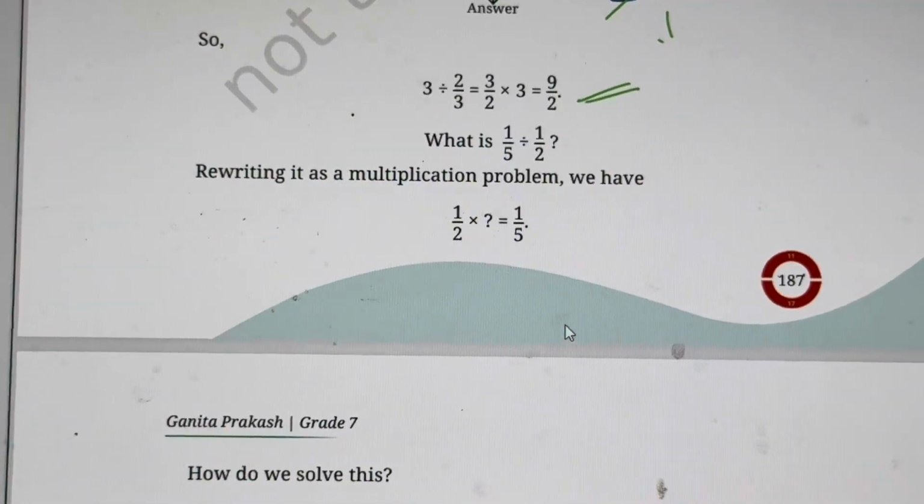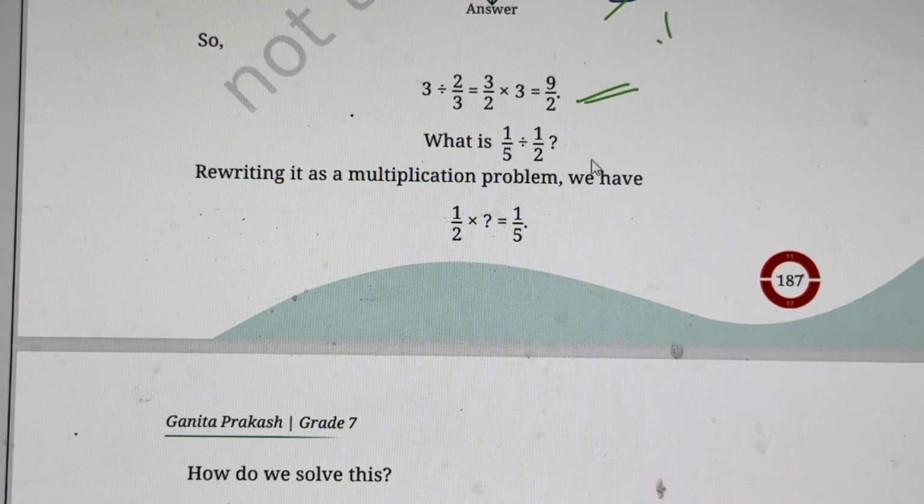Now both are fractional numbers: 1 upon 5 divided by 1 upon 2. If we restate it, what will we write? 1 upon 2 multiplied by dash gives you 1 upon 5. Now how will we solve this? Our target answer is 1 upon 5.